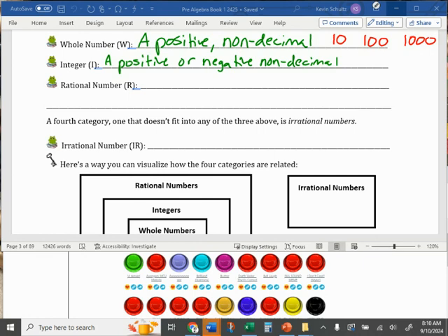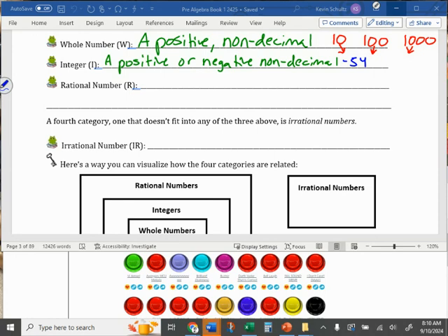So a number like 10, which is a whole number, is it also an integer? Yes. So this could be down in this set also. 100, which is whole, is also an integer. That could be down in this set as well. 1,000, which is whole, is also an integer. That could be in this set as well. But what's a number that is an integer but would not be considered whole? Negative 54. The reason why is because it's negative. Whole numbers are only positive non-decimals. Integers could also be negative.